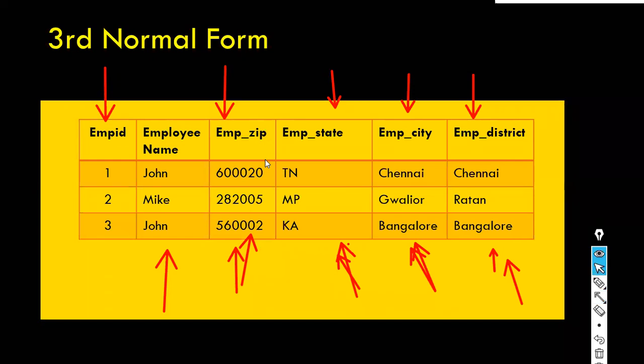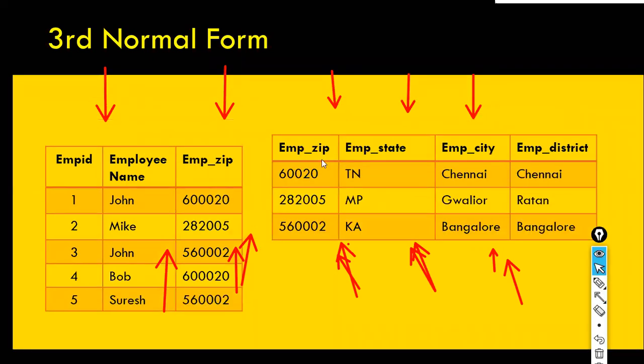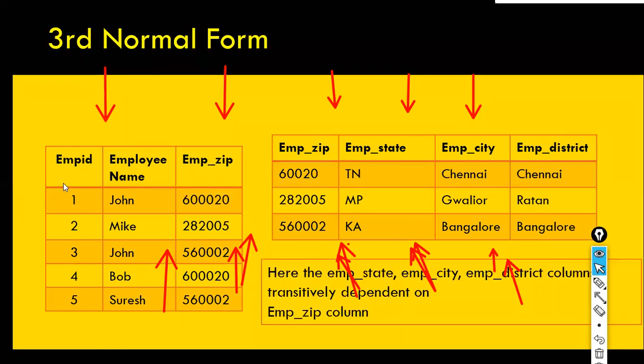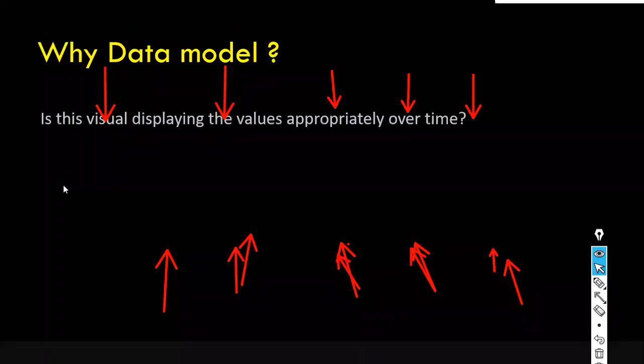Thereby, we make sure that all the non-key columns are not dependent on another non-key column, because in this case we have defined it as a key column. So all these non-key columns are fully dependent on this key column. These two non-key columns are fully dependent on this one. Hence we addressed the third normal form also. Hope you understood what third normal form is.